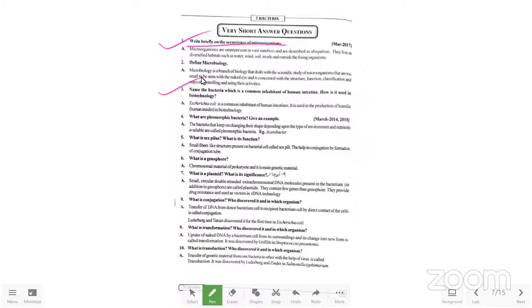Name the bacteria which is a common inhabitant of the human intestine and how is it useful in biotechnology. Which is present commonly in the human intestine? E. coli. Okay, E. coli. And how is it useful in biotechnology? It is used in the production of human insulin, that is Humulin.